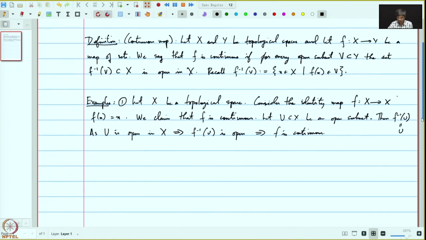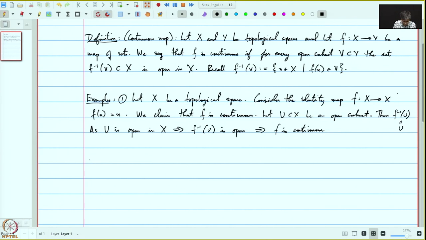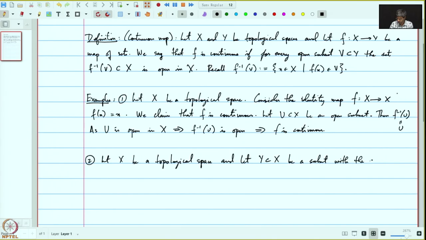Okay. So this is a really silly example. So let's see a slightly more complicated example. Let X be a topological space, and let Y contained in X be a subset, and we give Y the subspace topology. Let us denote this inclusion map by i.